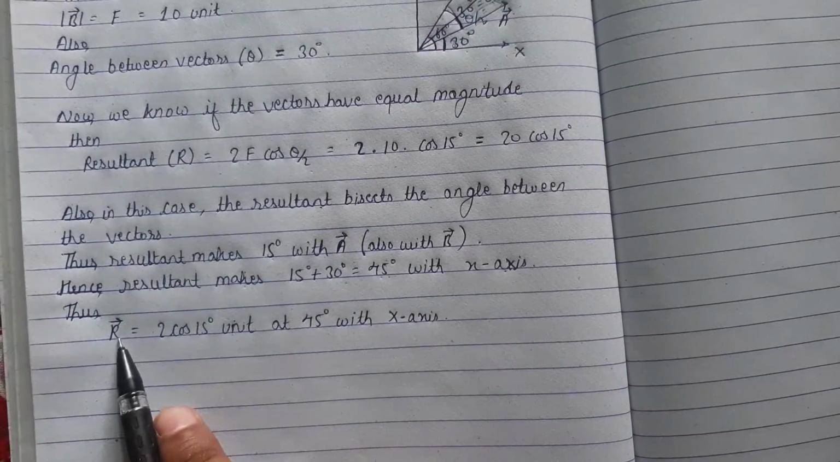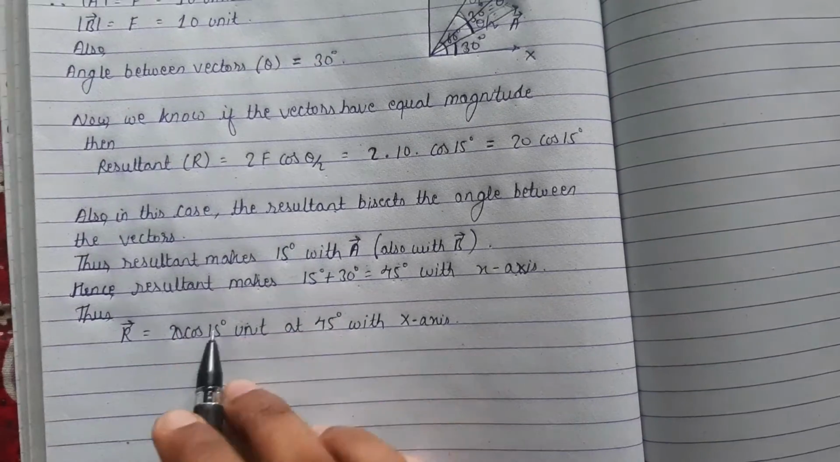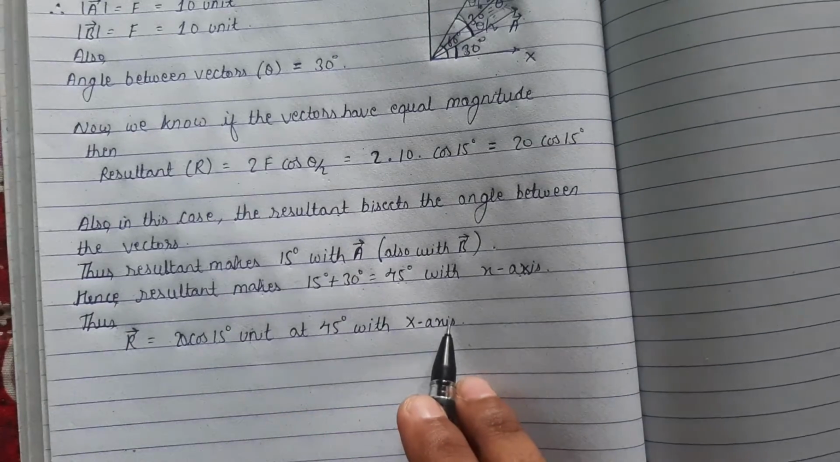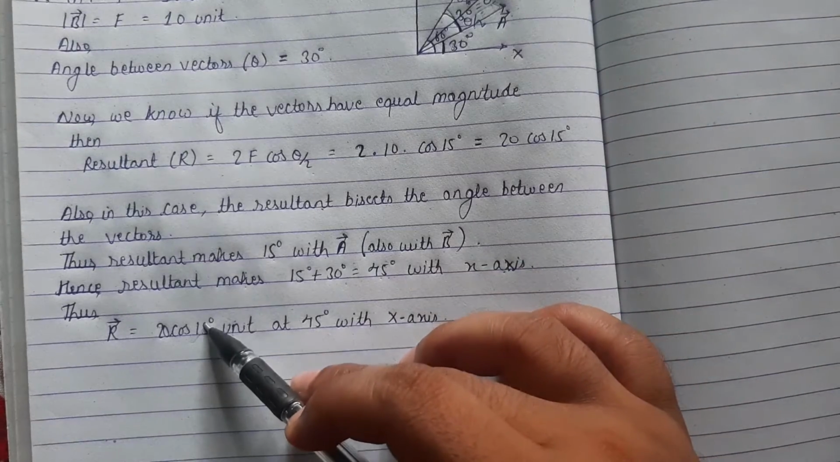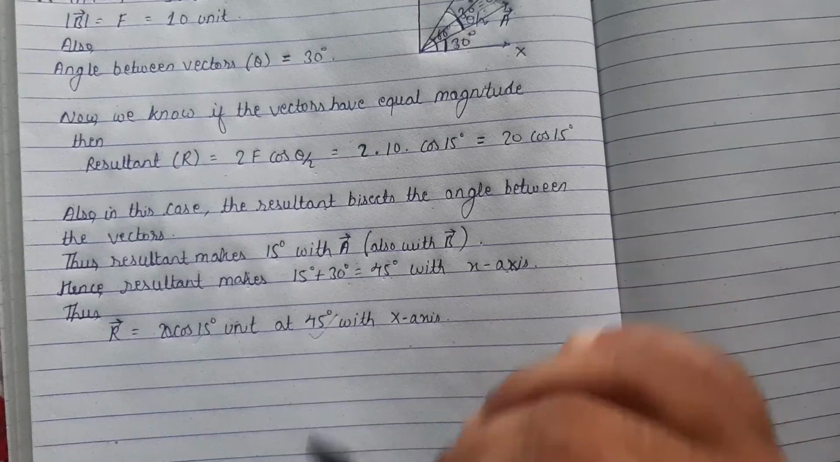Hence, we can write the resultant vector is equal to 20 cos 15 degree unit at 45 degree with the x-axis. That means the resultant has the magnitude 20 cos 15 degree, and the angle made by the resultant with the x-axis is 45 degree.